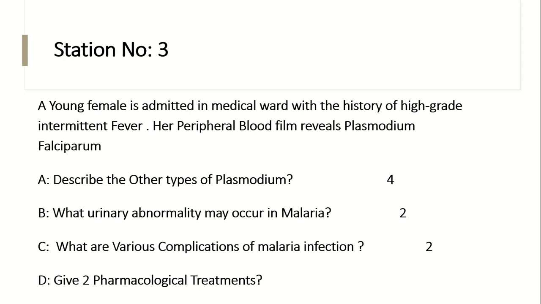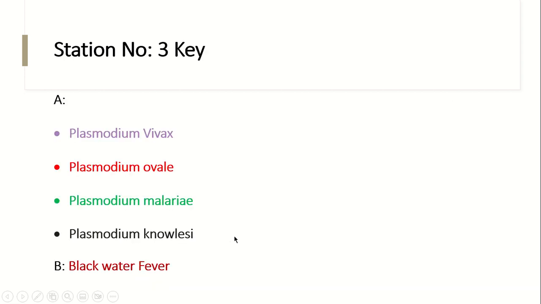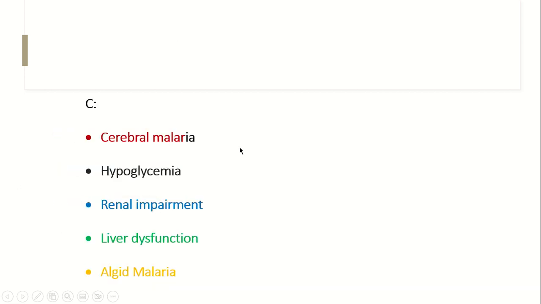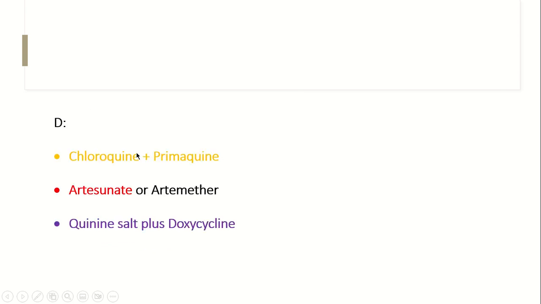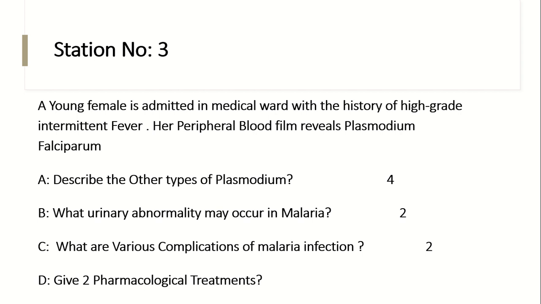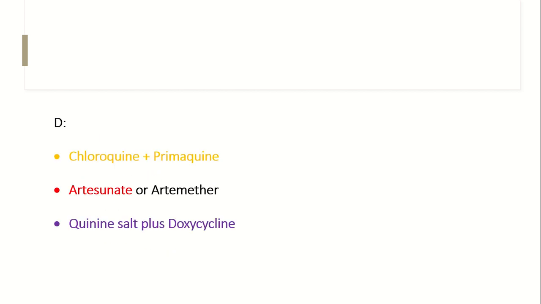What are the various complications of malarial infection? Cerebral malaria, hypoglycemia, renal impairment, liver dysfunction, and algid malaria are various complications, but the most important of them is cerebral malaria. Fourth question, give two pharmacological treatments. As we all know, there is chloroquine plus primaquine, artesunate or artemether, and quinine salt plus doxycycline. These are various pharmacological drugs used in Plasmodium falciparum or chloroquine-resistant Plasmodium falciparum.